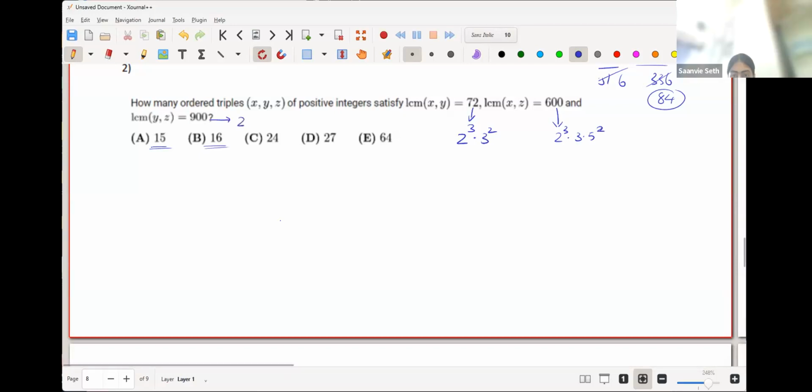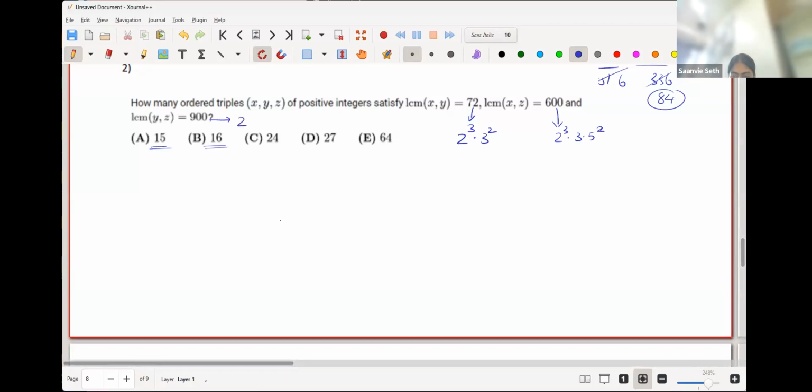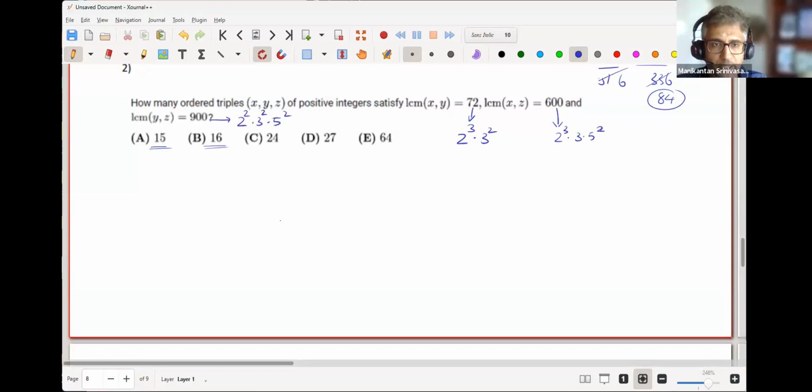2 raised to 2 into 3 raised to 2 into 5 raised to 2. Yeah, it's 30 square. Therefore, it's 2 into 3 into 5, the whole square. So 2 square into 3 square into 5 square. Okay, very good. Now what? Till here everyone is fine, right? We'll do the prime factorization. So what is the problem saying? Pairwise, it gives the LCM, right? LCM of XY, LCM of XZ, LCM of YZ, and asking how many possible XYZ triplets are there with this.